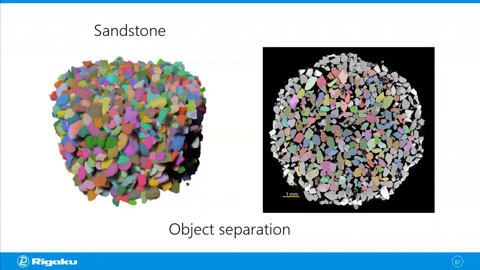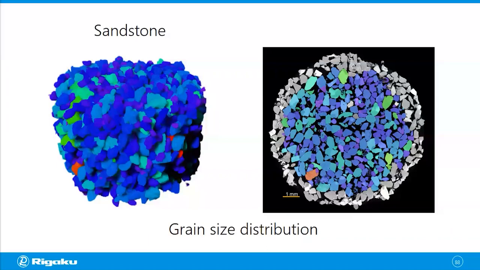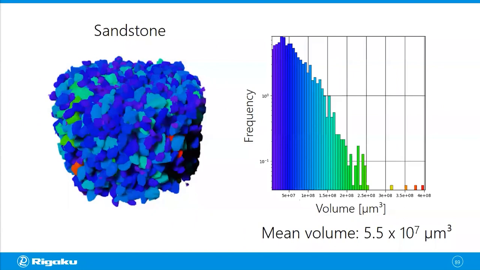And this is an example of a grain size distribution. They're now color-coded for their size. Blue is small, green is medium, and red grains are relatively large. You can plot the results in a histogram. From this graph, you can see that most of the grains are small, 5 to 6 times 10 to the 7th cubic microns. But there are a couple of red grains, and the red grains are almost 10 times larger than the average. So this is a grain size analysis.